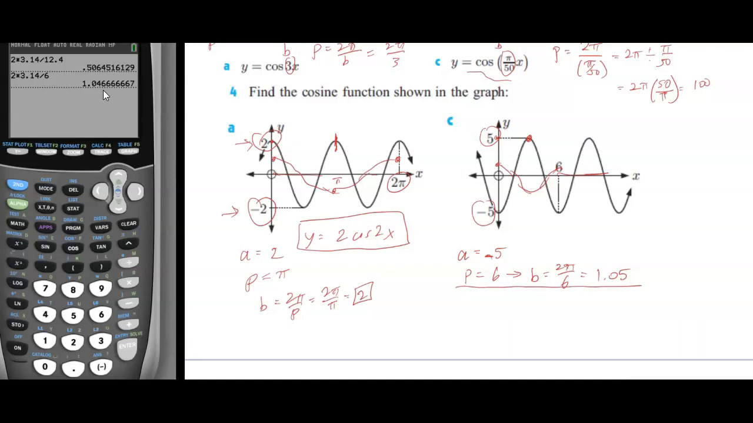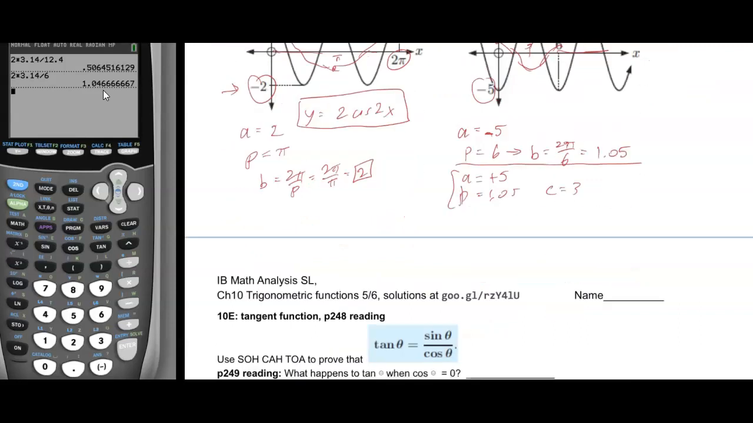So let me just tell you, what if instead of thinking of this as an upside down cosine, we thought of it as a shifted cosine, then we would just put a equals +5, right? And the b value would still be 1.05. And then what we need to do is we just need to shift cosine over a certain number of units. Looks like it would be half of 6. So we're shifting it over 3 units. So then we could just say, okay, our c value is 3. And so that's another possible answer. We keep A equals positive 5 instead of negative 5, and then we could say that C equals 3. Okay? I think that's it for this page. Yeah, it is.